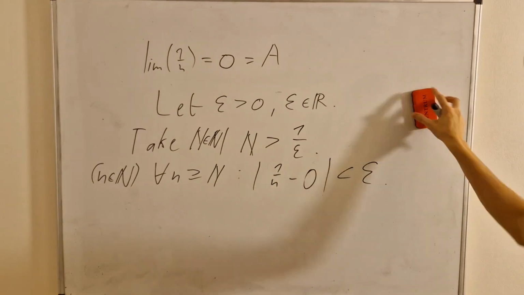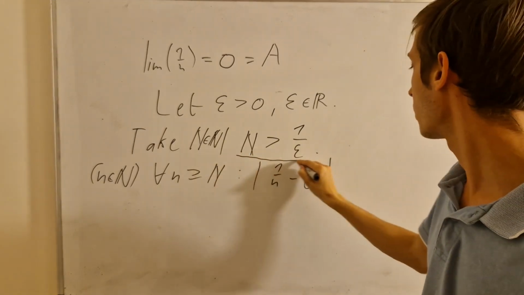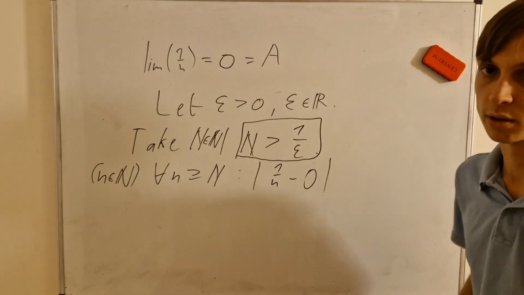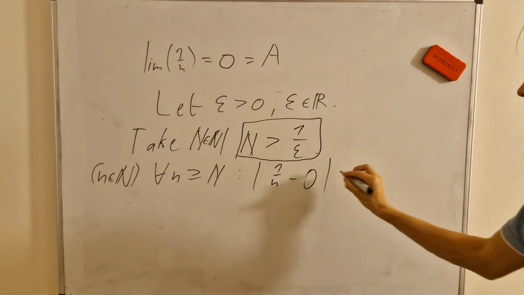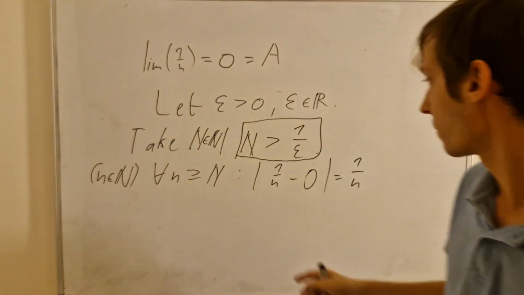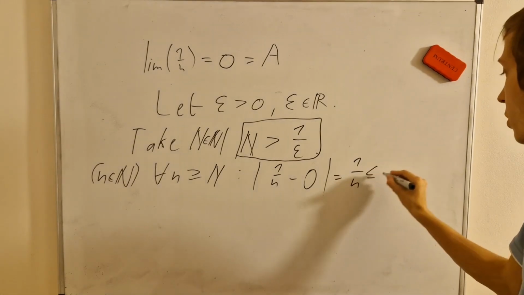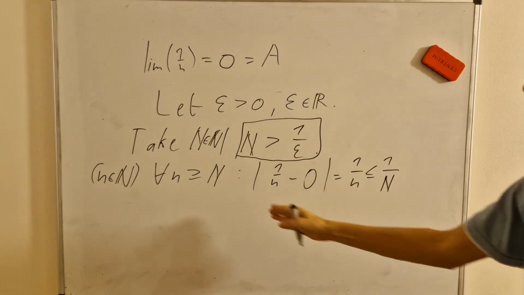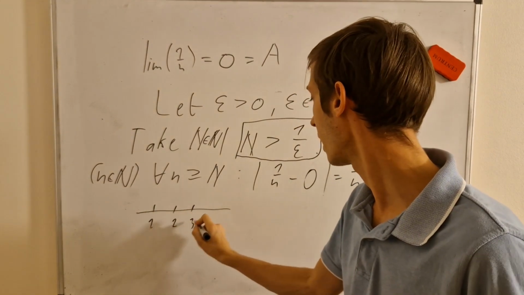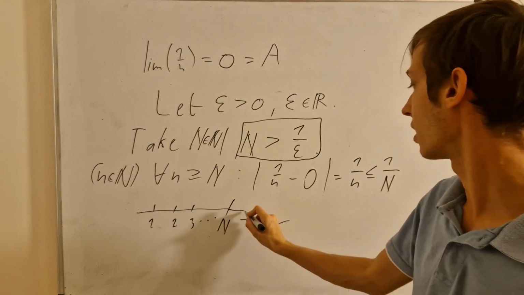We don't have yet that it's smaller than epsilon, that's where we want to get. But it was useful that the uppercase N we set higher than 1 over epsilon. This can be written as 1 over n. n is a natural number, a positive integer, so the absolute value can be dropped. But that should be smaller or equal to 1 over capital N, because if we have natural numbers 1, 2, 3, until some capital N, then we are talking about the lowercase n's that are higher than that.